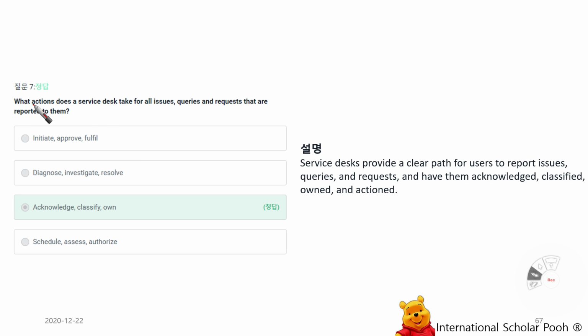What actions does the service desk take for all issues, queries, and requests that are reported to them? Acknowledge, classify, own. The service desk provides clear paths for users to report issues, queries, and requests, and have them acknowledged, classified, owned, and actioned.